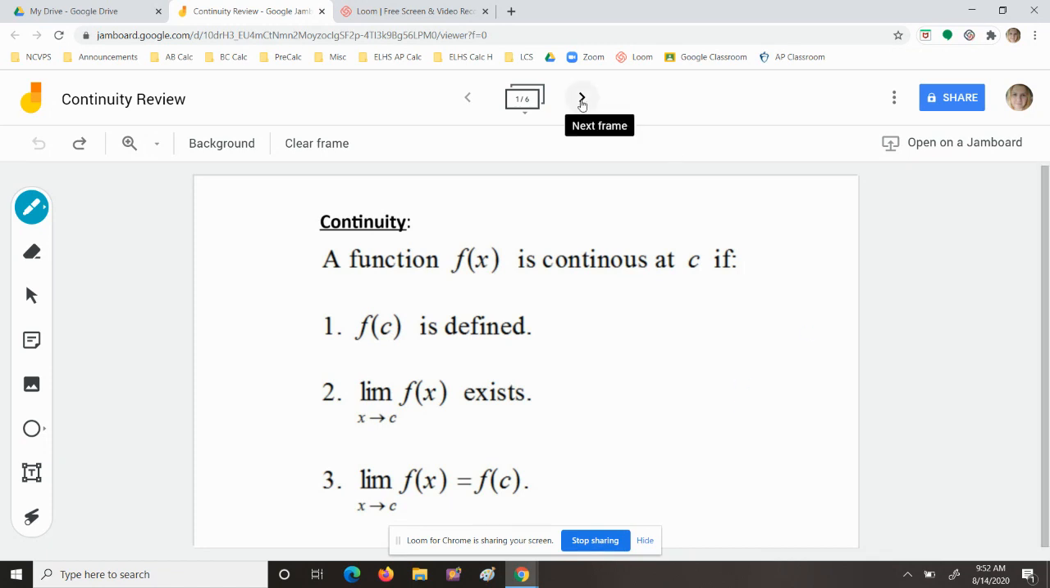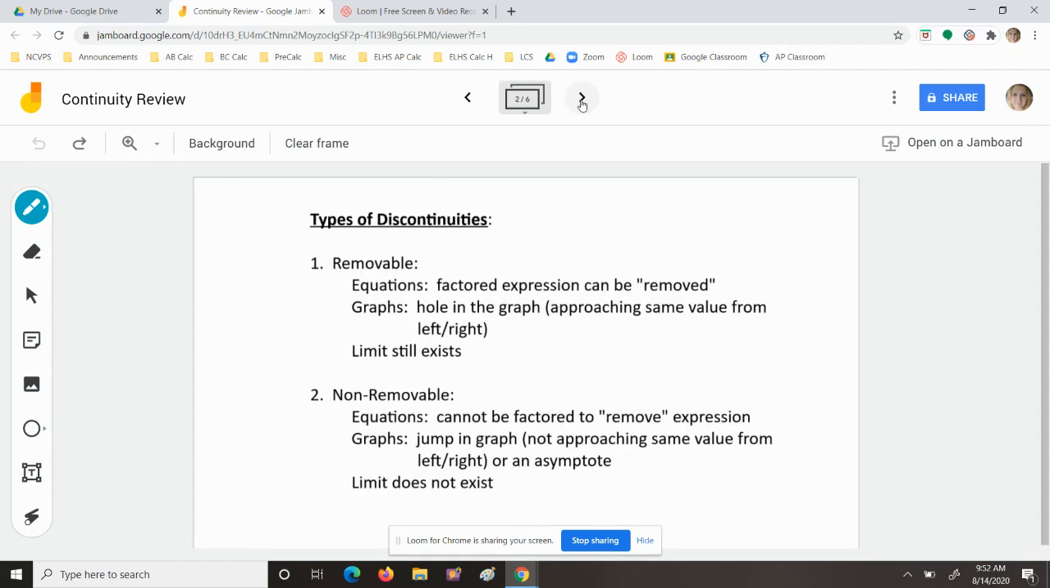Another thing, just some more terminology, just as a reminder about the types of discontinuity. So in this case, we're talking about places where we are not continuous. We have 2 different types.